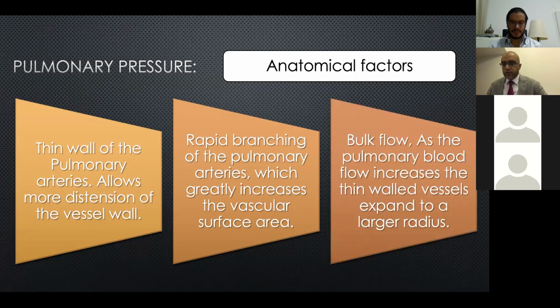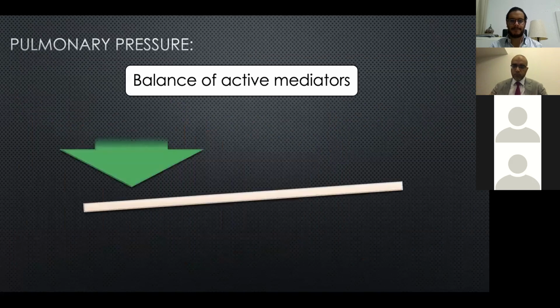The third point, it is the bulk flow, and as the right ventricle pumps blood to the pulmonary vessel, the pulmonary artery, this artery is distended a lot through its sensibility, causing also an extreme increase in the diameter of the vessel, causing more or less lower pulmonary artery pressure.